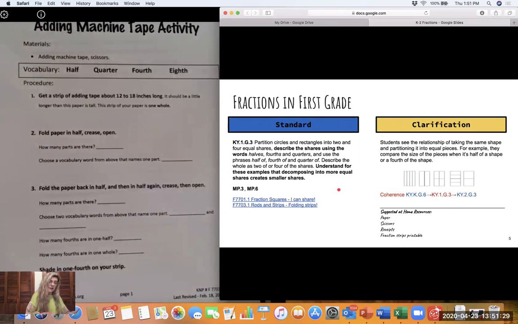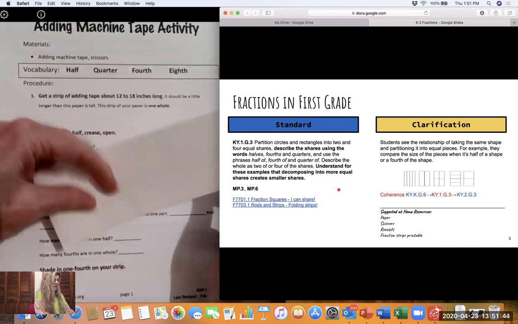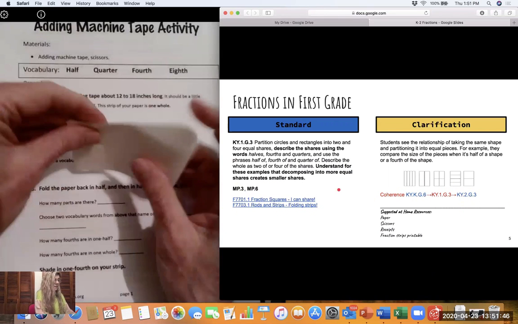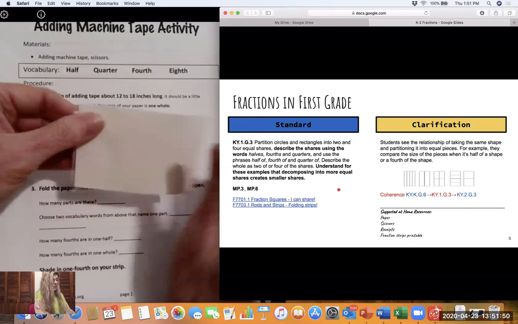Of course, if we don't have this paper readily available, then the parents can just talk to them about it, or you can talk to them about it virtually. It'd be even better. So then you fold the paper back in half, and then in half again. And then we open that up.